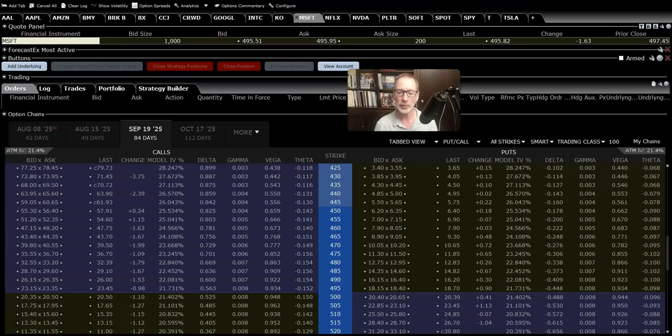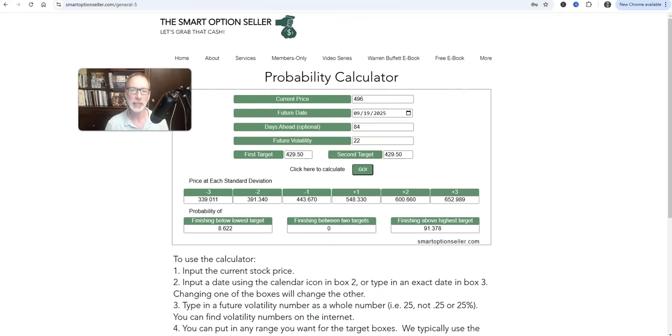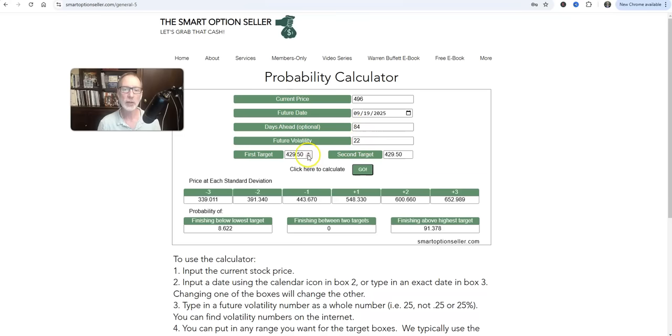Okay, so let's put up the probability calculator in this case and see what the chances are. So we're at 496 again. You're still using September. Days ahead, 84. So here now we have to change the break even to 497.85. Put it in both boxes, 497.85. Click on go. And so now you see there's a 51% chance that Microsoft is going to finish below your break even. Conversely, there's a 48.6% chance roughly that Microsoft will get above your break even.